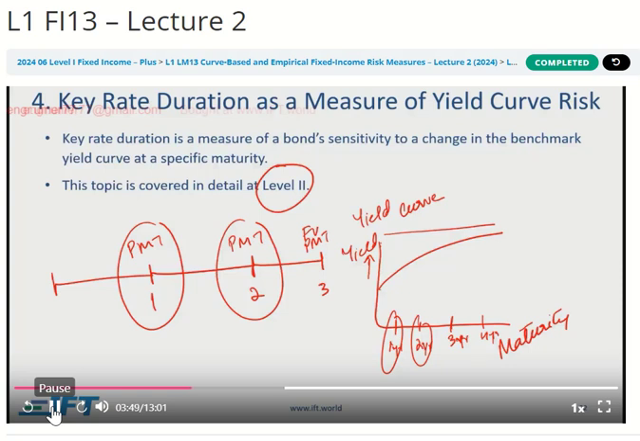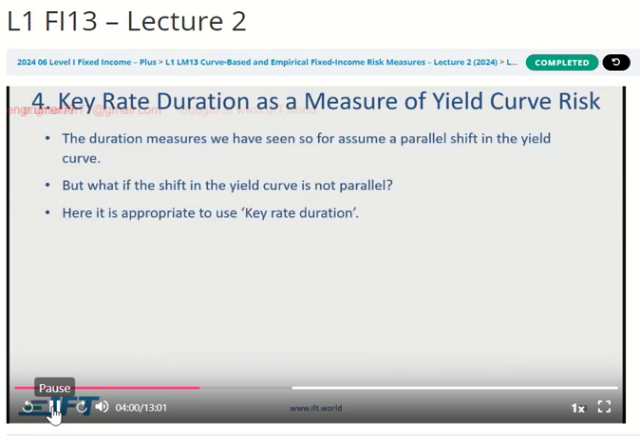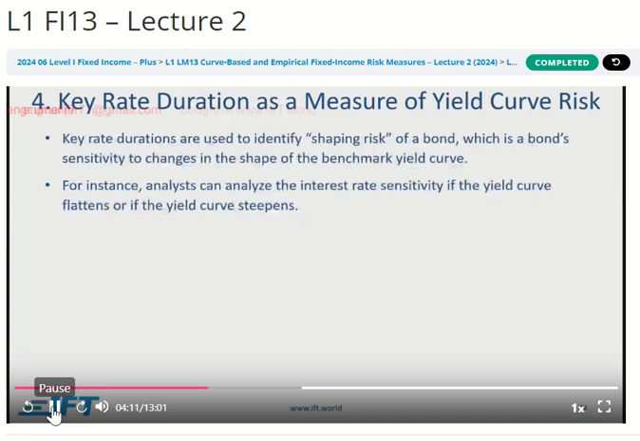But this is where key rate duration becomes important, because here we take year wise data and we check the duration year wise, right? And why is this helpful? Because if the yield curve shift is not parallel, then it is appropriate to use key rate duration. And this is then definitely used to identify shaping risk, right? Which tells us the bond sensitivity to changes in the shape of the benchmark yield curve, right? Very, very interesting.